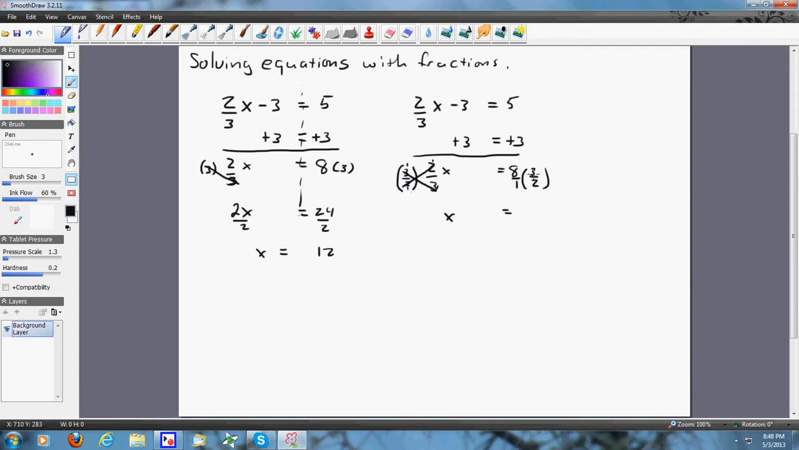You can say 8 times 3 is 24, divided by 2 is 12, or you can say 2 goes into 8 4 times, 4 times 3 is 12. They're both exactly the same method. This one's probably a little bit easier to use for beginners, but if you're feeling confident, you can certainly do that. And like I said, 8 times 3 is 24, divided by 2 is 12, or 2 goes into 8 4 times, 4 times 3 is 12.